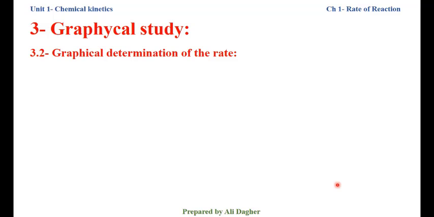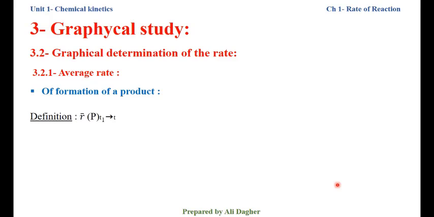Now, C2, graphical determination of the rate. C2.1, average rate of formation of a product. Definition: average rate of formation of product between t1 and t2 equals delta concentration of product over delta t, or delta n product over delta t, according to the studied function.